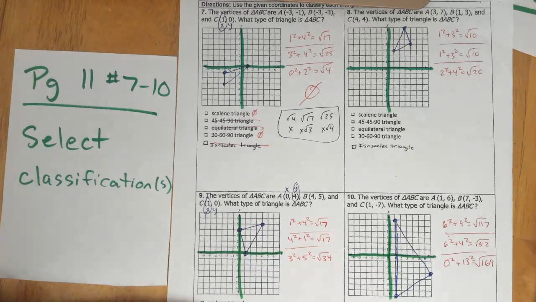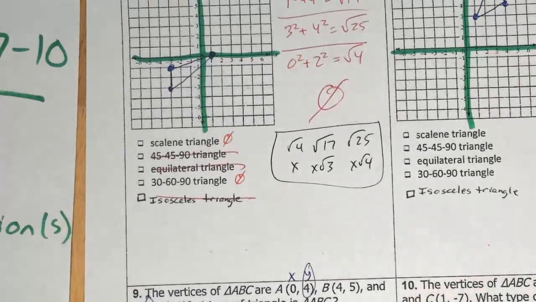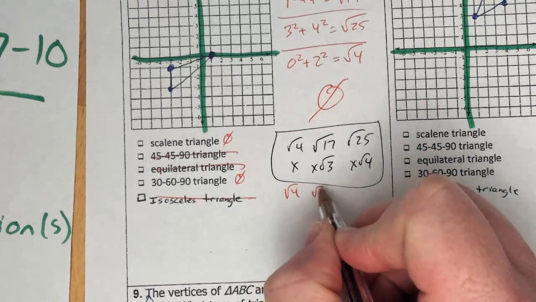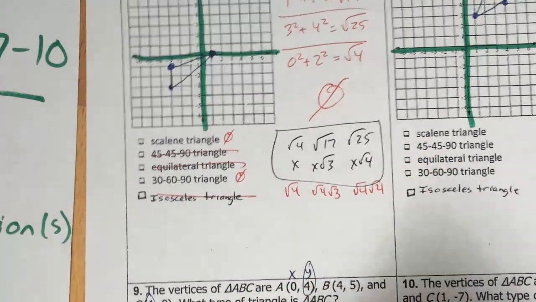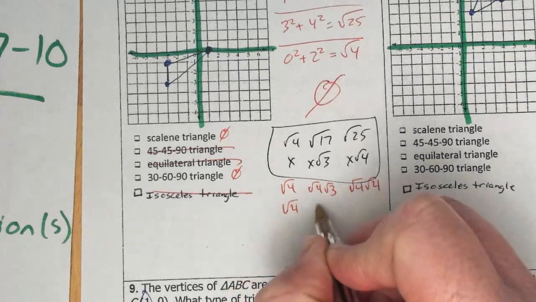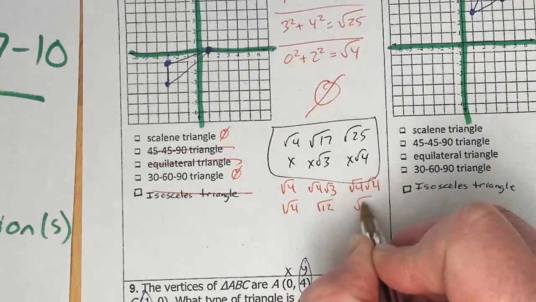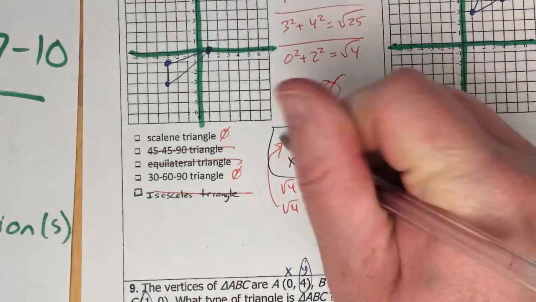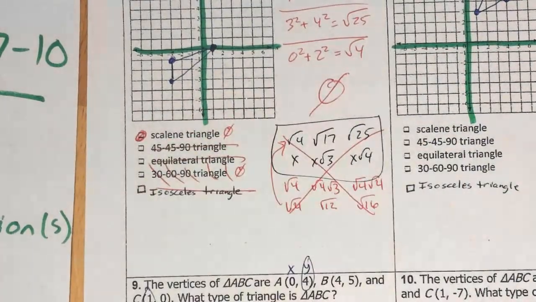Okay, let's see what happened. All right, so on number 7, we have radical 4. Okay, 4 times 3 and 4 times 4. So let's see if these worked. So 4, and that would be 12, and that would be 16. Were these the same as that? Were these the same? No, they were not. So it's definitely not 30, 60, 90. Your answer was just scaling.